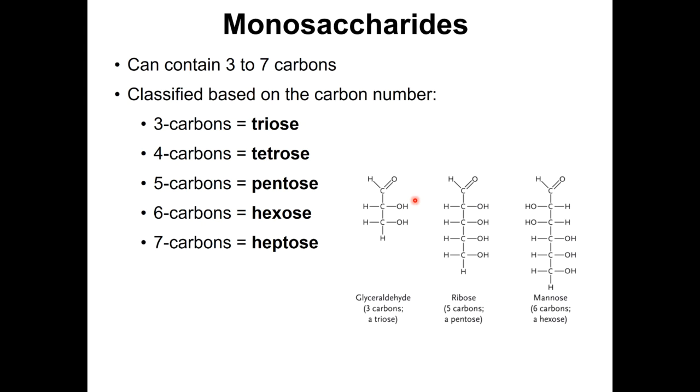Six-carbon sugars, such as glucose, mannose, and fructose, which you can see here in the pictures, are hexoses because they have 6 carbons. And finally, if you have 7 of them, you talk about heptose.